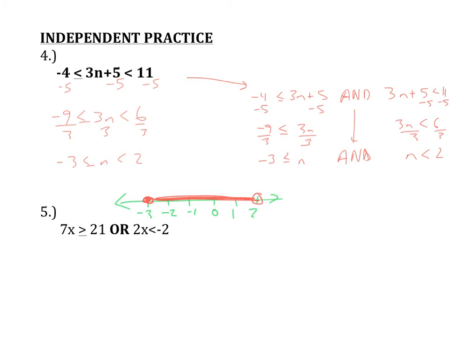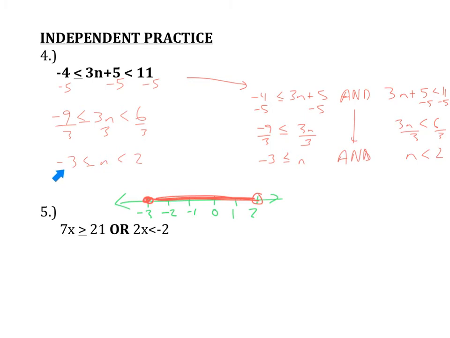Okay, so I actually solved number 4 with both methods that we discussed, both the break apart method and solving it all in one place. So if you look over here on the left, see how I subtracted 5, but I did that to all 3 spots. And then when I do that, negative 4 minus 5 is negative 9. And over here, 11 minus 5 is 6. And in the middle, I just have 3n left, because 3n plus 5 minus 5 is just 3n. Then on this one, I got to divide everything by 3.